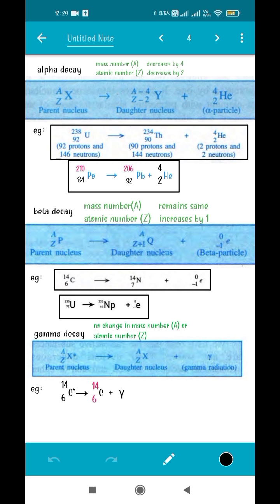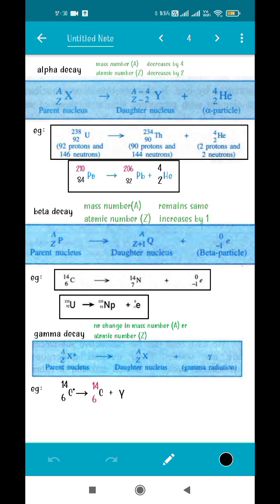In case of alpha decay, the mass number will decrease by 4 and the atomic number will decrease by 2. As you can see in the example below, uranium 238, 92: the mass number is 238 and the atomic number is 92. When an alpha particle is emitted from it, the mass number decreases by 4, from 238 to 234, and the atomic number decreases by 2, from 92 to 90. Since an alpha particle is actually a helium nucleus, we have written helium 4, 2. You can also write alpha particle, that is also okay.